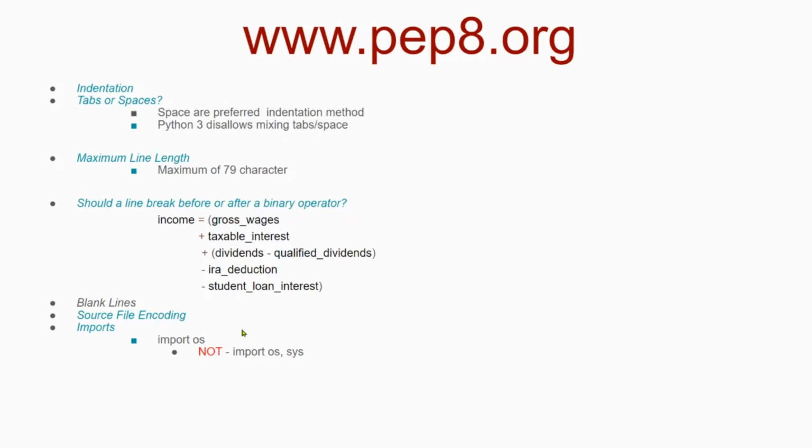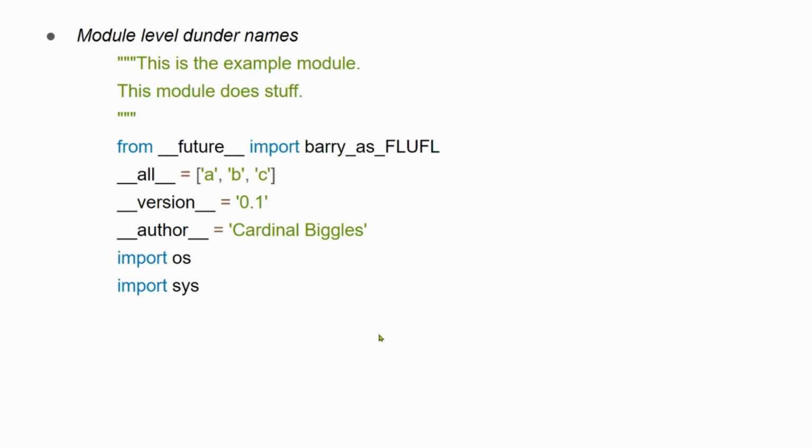Then imports: how you can import different libraries, from the standard library to external libraries. Like this, import os, not import os, sys on one line, but still you can do it. The convention is import os and then on the next line import sys. If you want to import modules and packages, by convention you do first the from-import step, then the individual standard library packages like os and sys and all this stuff.